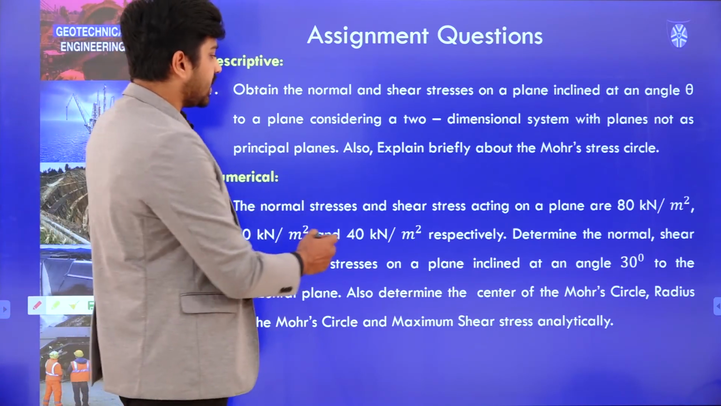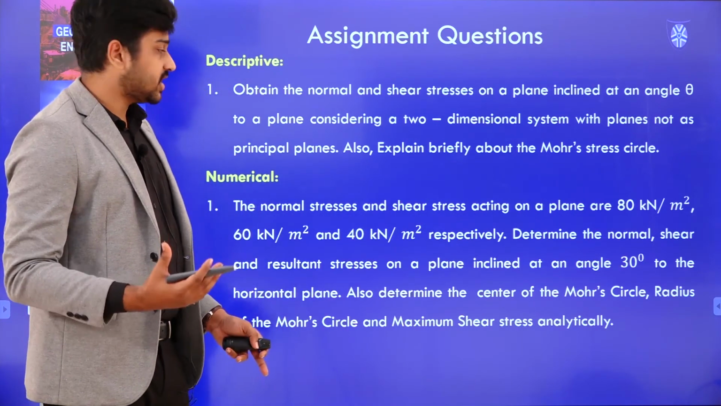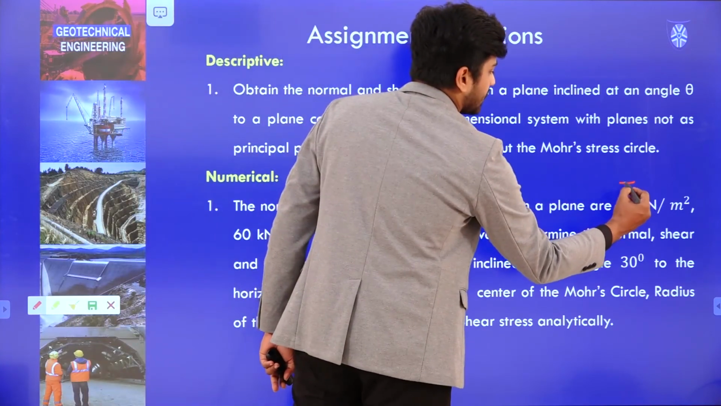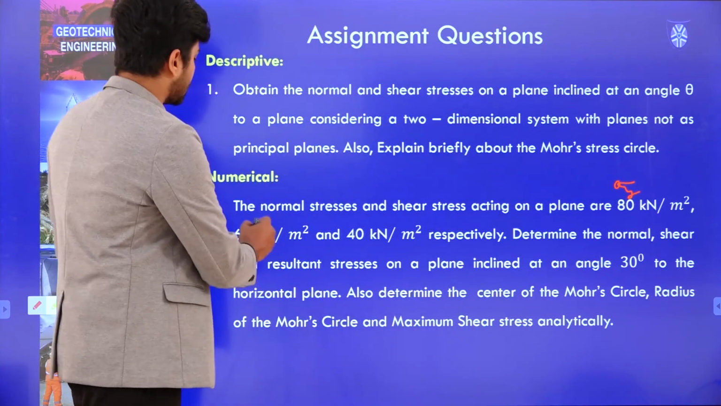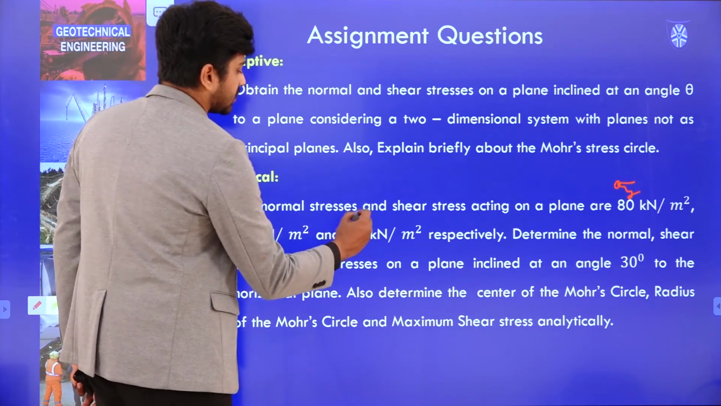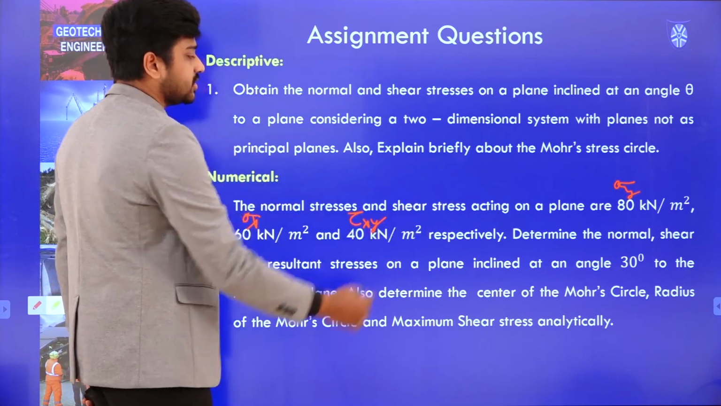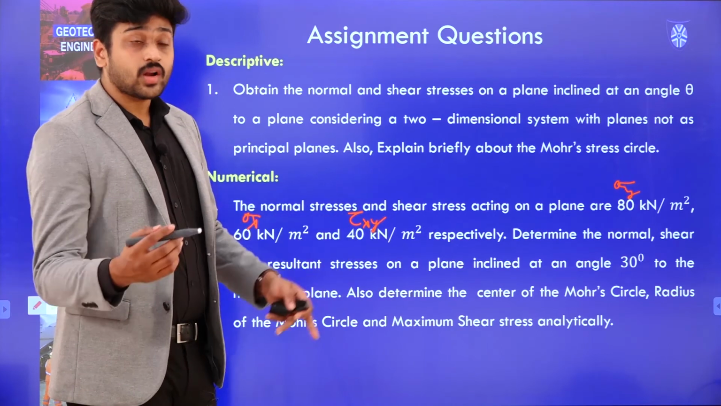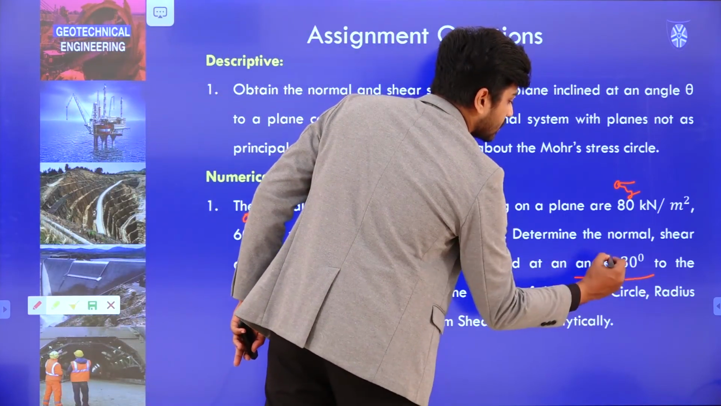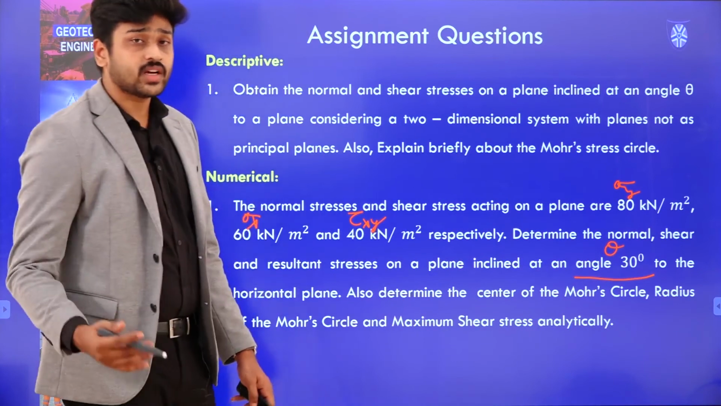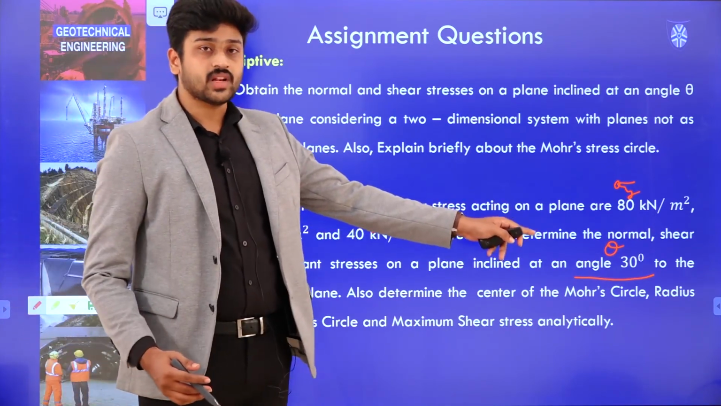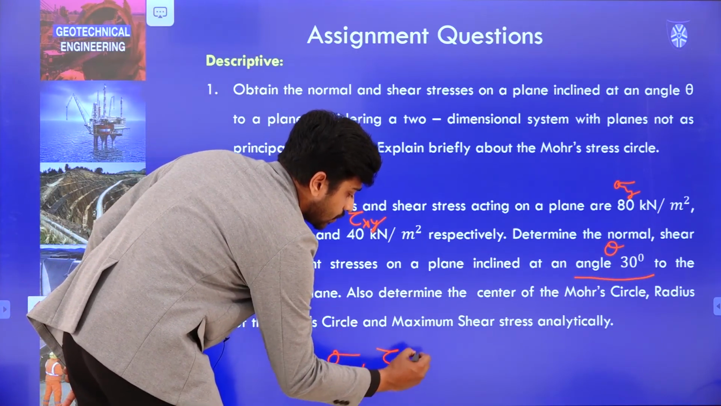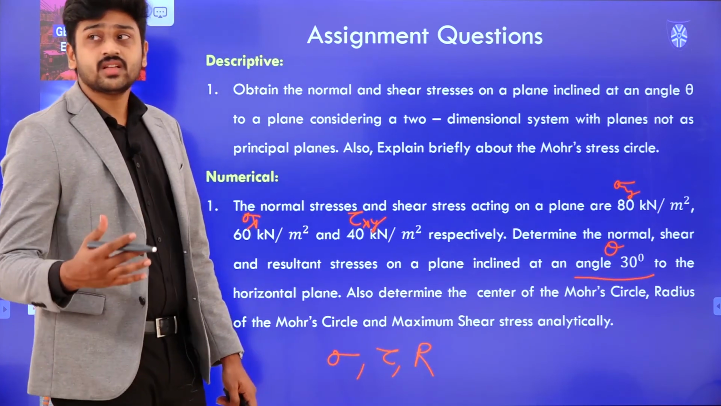If you look at the normal and shear stresses, I have given the normal and shear stresses acting on a particular plane. Let us say this is 80, let this be sigma y, okay. Let 60 be sigma x and this 40 be tau xy, because they are respectively given as normal stresses and shear stress. Now we need to determine, on a particular plane which is at an angle of 30 degrees, that means theta is given as 30 degrees, the normal, shear and resultant. That means we need to find sigma, we need to find tau and we need to find R, the resultant stress.